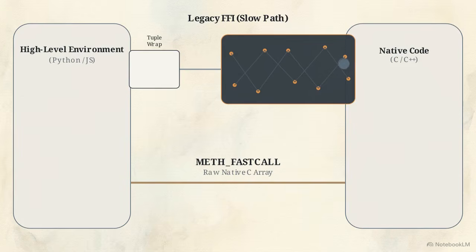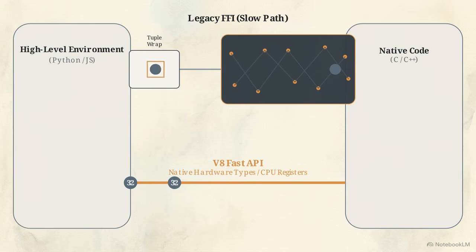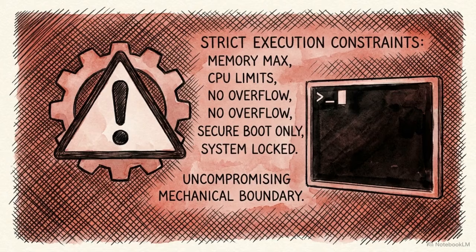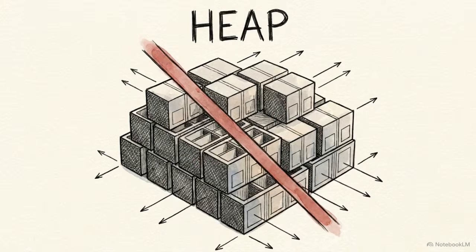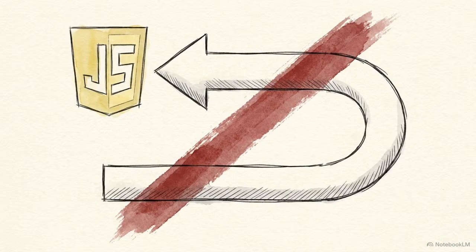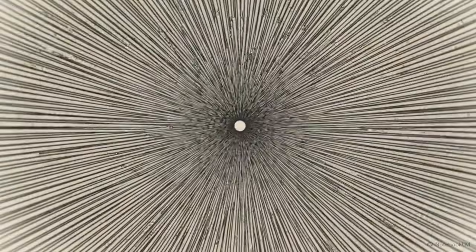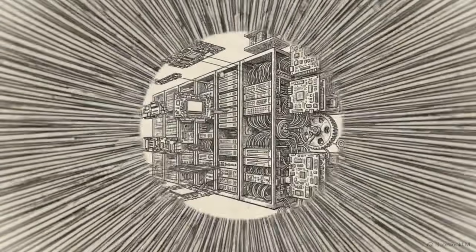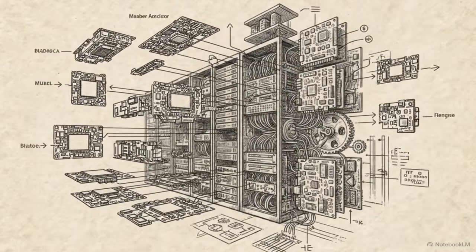V8's Fast API embeds C++ call instructions directly into JIT-compiled machine code, passing arguments as native hardware types through registers to bypass object wrapping. To maintain safety, these fast calls are strictly limited: no allocating on the heap, no invoking the garbage collector, and no calling back into JavaScript. Reaching the bare metal efficiently requires these specialized pathways designed to eliminate the last-mile latency between virtual logic and physical hardware.